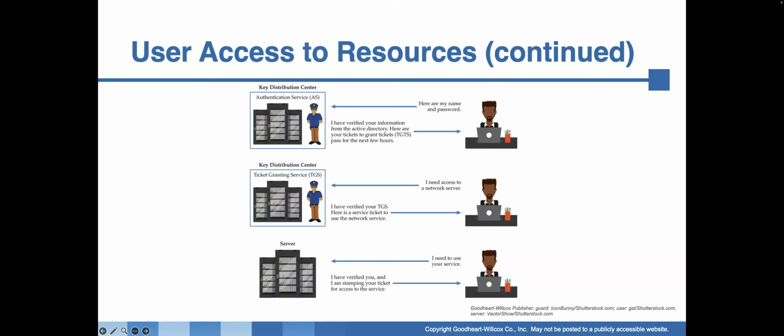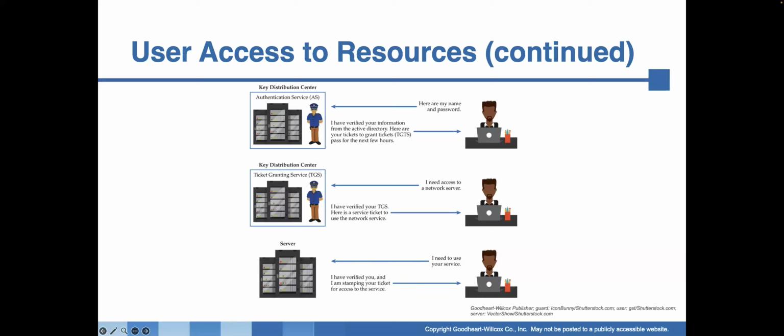Now, the Key Distribution Center has two services. It has the authentication service, and it also has the ticket granting service. The authentication service first must authenticate the user before that user, after he or she has been authenticated, can be granted access to the resource or resources he or she needs to use.